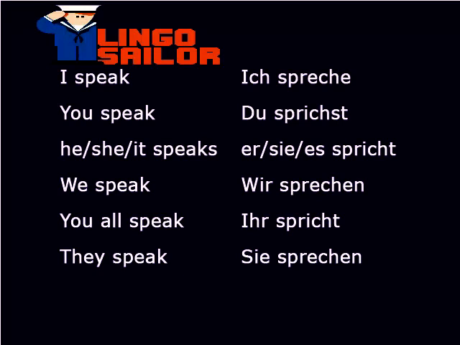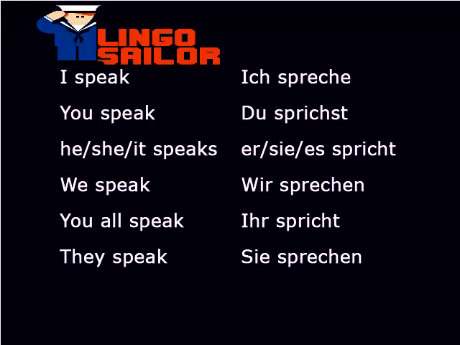Before we proceed further, you need to know three words. We, which means wir. You, as in the second person plural, means ihr, and they, which means sie.